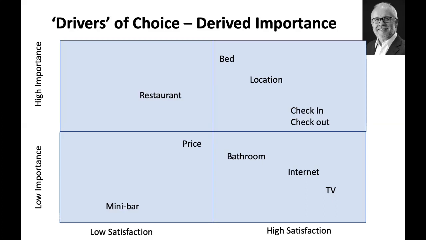They might think the price is a rotten price, but actually it's having no impact on their appreciation of the hotel because it's not coming out of their pocket. And in the bottom right, we have things that the hotel is getting right, but which are of low importance to the customer: the bathroom, internet, and TV.